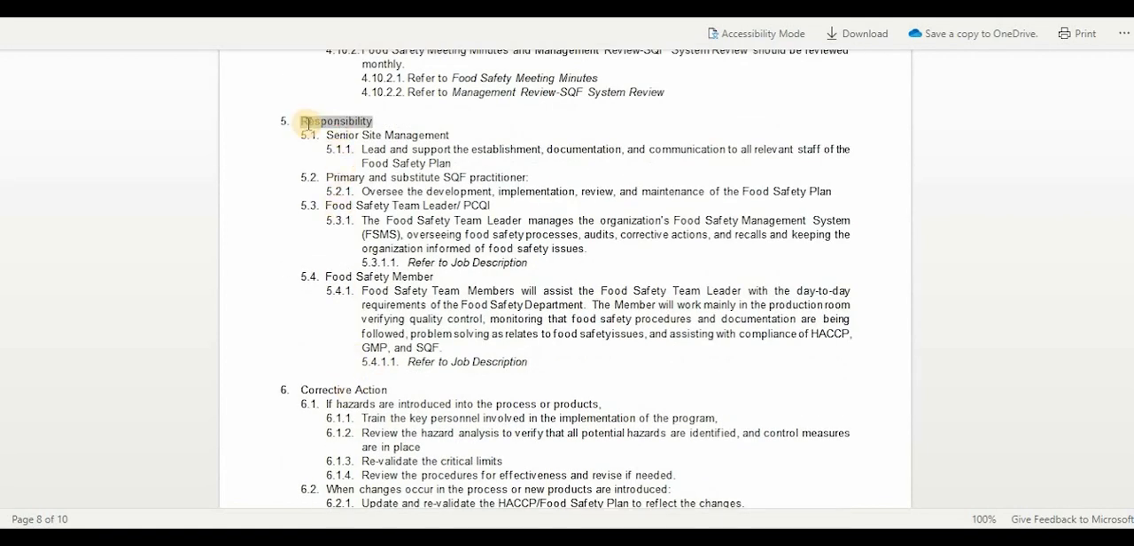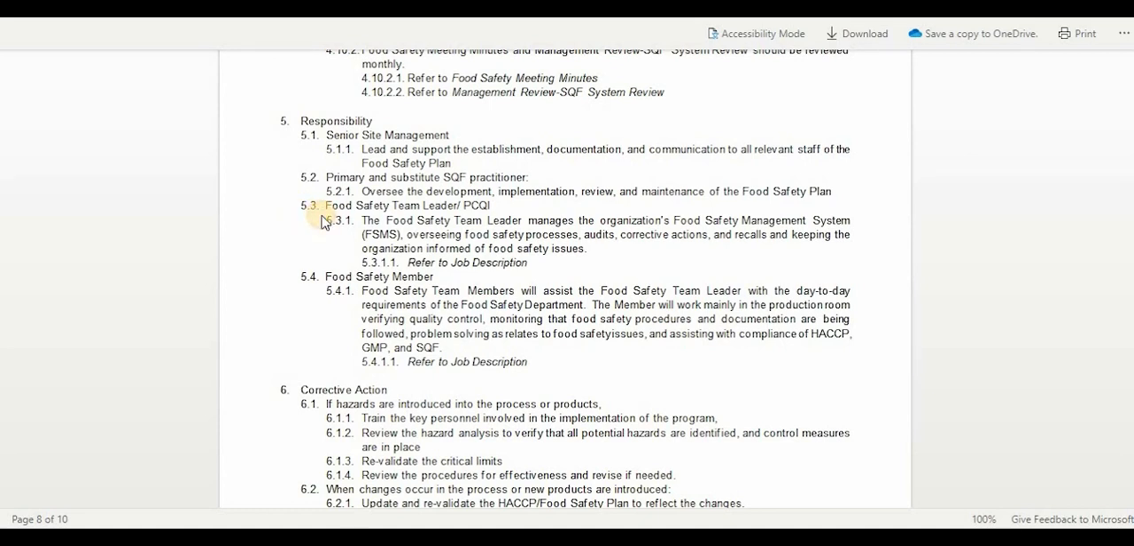Then 5th is responsibility. The responsibility of the person is indicated. It covers what to perform to comply with the procedure or the policy. For the senior site management, lead and support the establishment, documentation and communication to all relevant staff of the food safety plan. Primary and substitute SQF practitioner is responsible in overseeing the development, implementation, review, and maintenance of the food safety plan. Next is the responsibility of the food safety team leader or the PCQI.